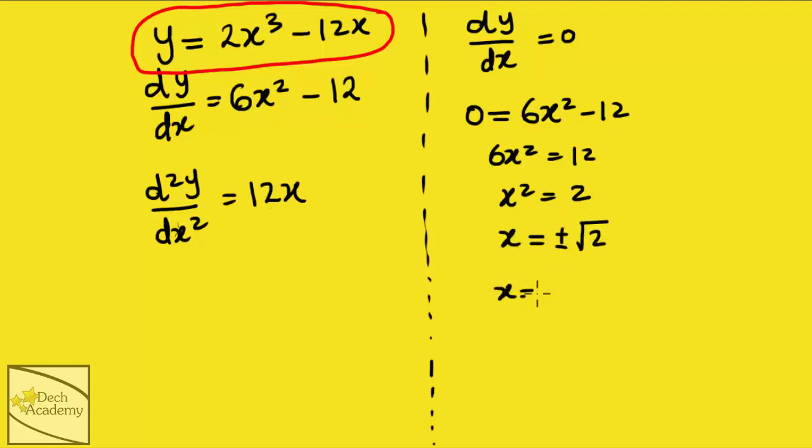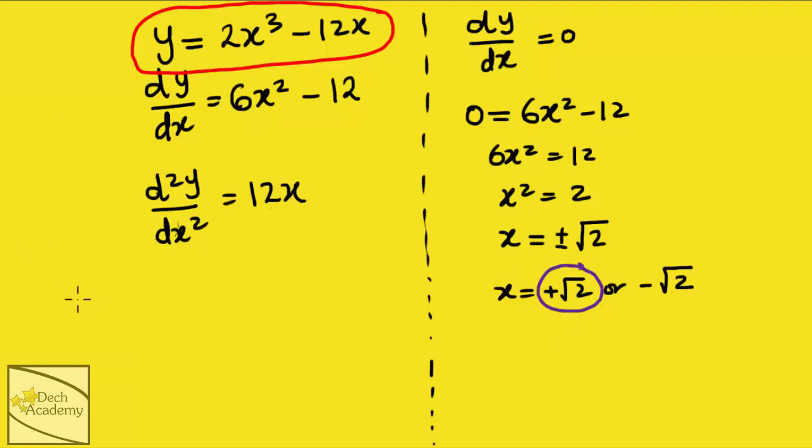So x is equal to plus root 2 or minus root 2. So this particular function has two stationary points. At one of the stationary points, the x coordinate is plus root 2. At the second stationary point, the x coordinate is minus root 2. So let's focus on the first stationary point, where x has a value of plus root 2.